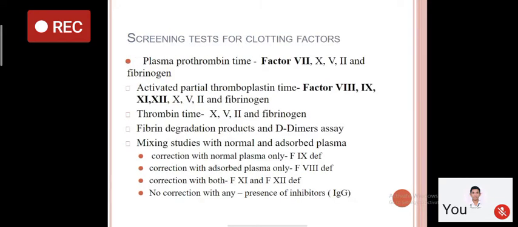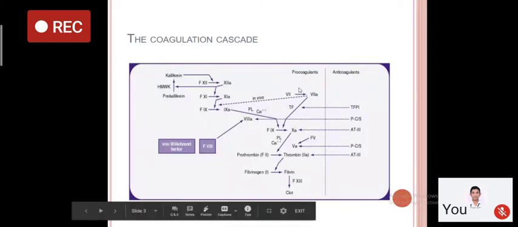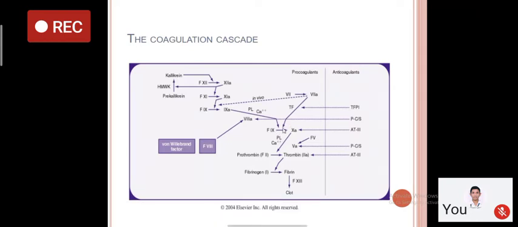So how should we screen for these coagulation deficiencies or clotting factor deficiencies? The important investigations available are plasma prothrombin time or activated partial thromboplastin time. In the intrinsic pathway, which we have seen, factor 7A is activated, and it ultimately activates factor 10A. And in the extrinsic pathway, which is the longer pathway, factor 12A activates factor 11, then factor 9 is activated, and in presence of factor 8, this finally activates factor 10.